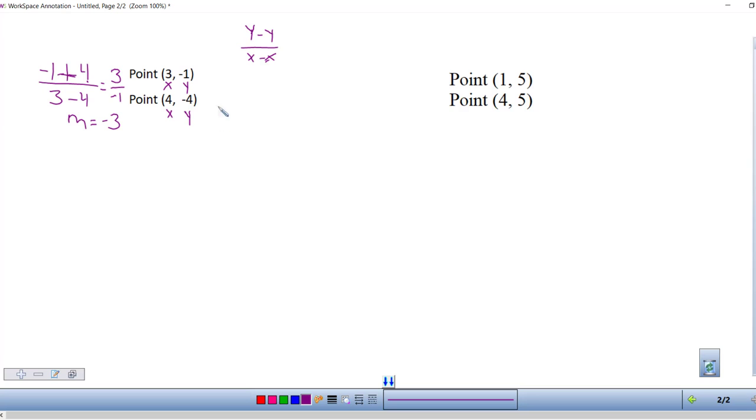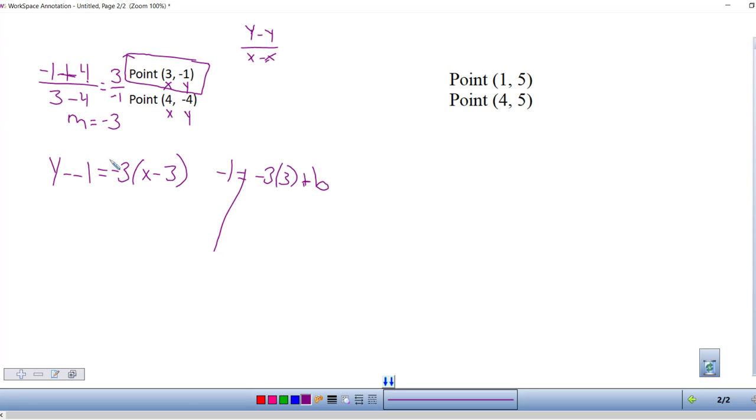Now I'm going to use this, and I'm going to pick a point. I'm going to go ahead and choose this point because it's got smaller numbers. But again, it doesn't matter. You pick whichever point you want. Y minus -1 equals m times x minus x, or y equals m times x plus b. This turns into a plus.